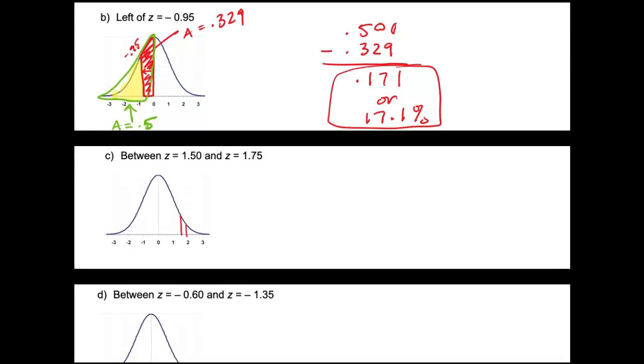Okay, and then the next one, I'm looking for an area between 1.50, which would be about there, and 1.75. So really close together. So I'm going to shade those. So I'm looking for this area right there. Now the chart, I can look up a couple of things. So if I look up 1.5 on the chart, which is this first line, 1.5, then the chart is going to give me the area between 0 and 1.5.